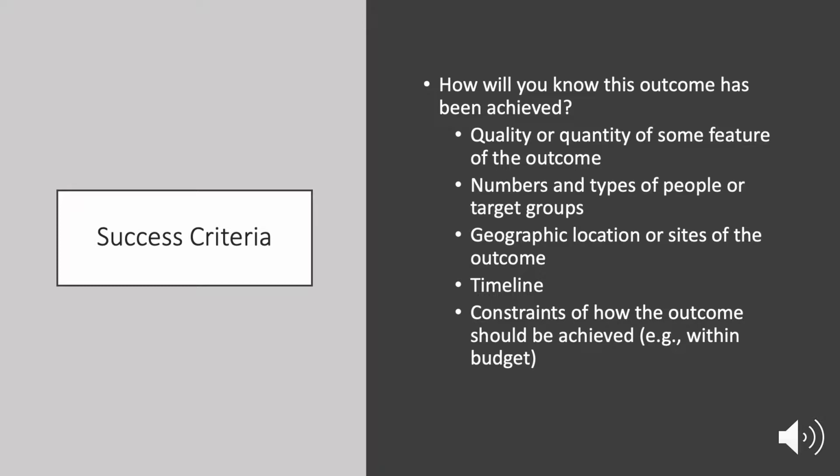The first is success criteria. How will you know when your outcome has been successfully achieved? This could be the quality or quantity of some feature of the outcome. It could be the numbers and types of people that are impacted. It could be the geographic location. It could involve a timeline of when the outcome is successfully achieved. And it could also be constraints with how the outcome is achieved, such as that it's done within the allocated budget. Most outcomes will not have all of these things. It's going to vary a lot depending on what the outcome specifically is for your program.